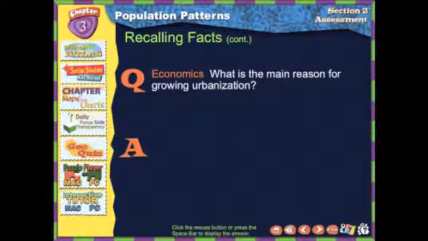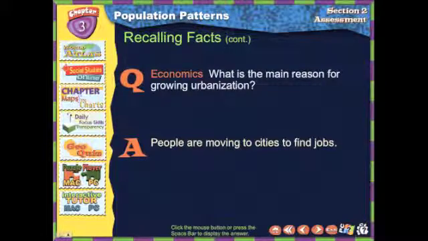Okay, so what is the main reason for growing urbanization? Why are more people moving to cities? Do you remember? People are moving to cities to find jobs. That's the main reason for growing urbanization.